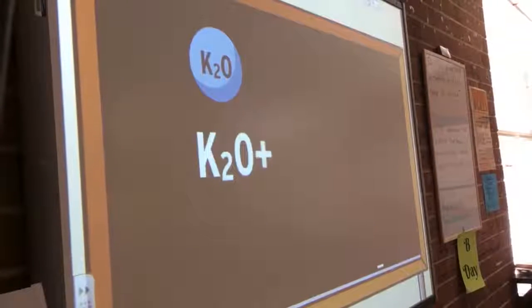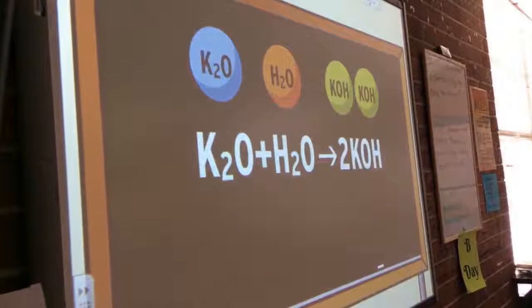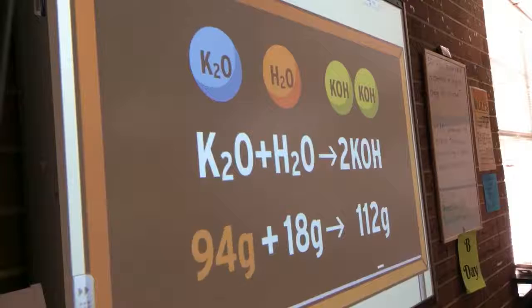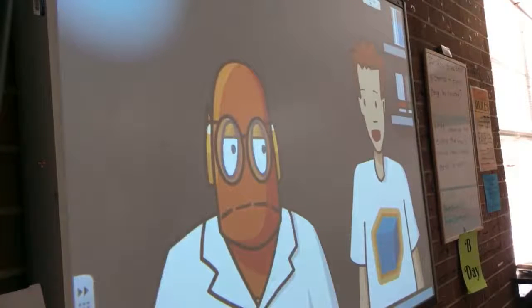Potassium oxide combines with water to form potassium hydroxide. So let's say you have 18 grams of water. How much potassium oxide do you need to get 112 grams of potassium hydroxide? Yep, you need 94 grams of potassium oxide. Yeah, you didn't use enough.